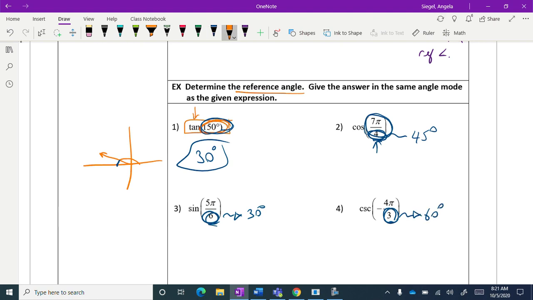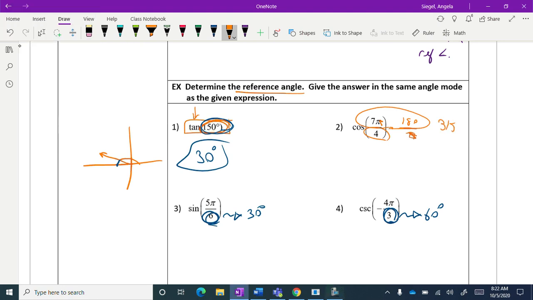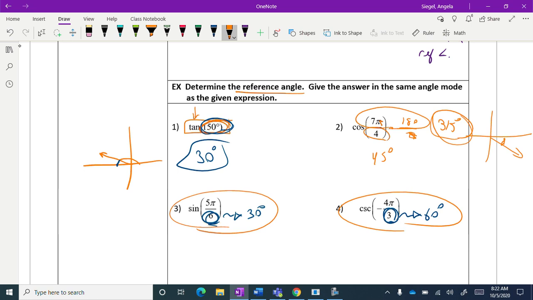Also, you can always convert. So in this case, we're going to multiply by 180 over pi and cancel out. And then we would take 7 times 180 divided by 4 and get 315. You can picture what that looks like, and that's a 45-degree angle reference. So see if you can play around with these two and see what you get.